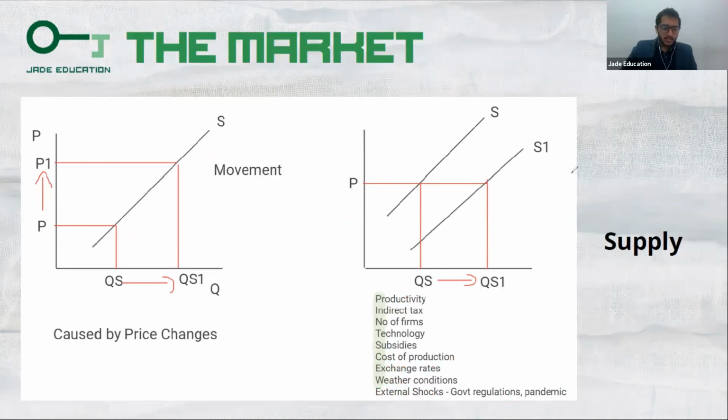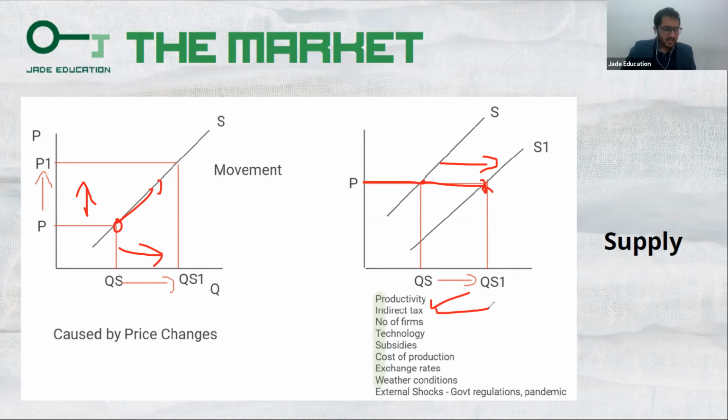Same scenario here. Here, only because your price went up, the supply goes up. Here, you did not change your price, but more people started to supply. Why? Productivity. Maybe they started to produce more with the same goods.